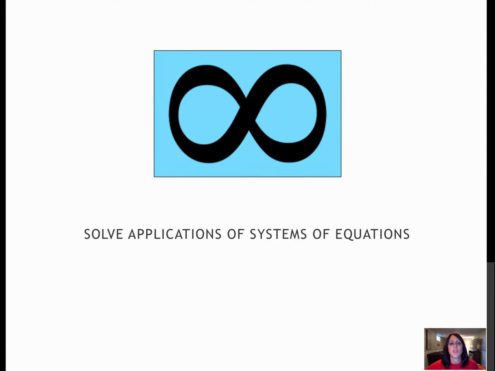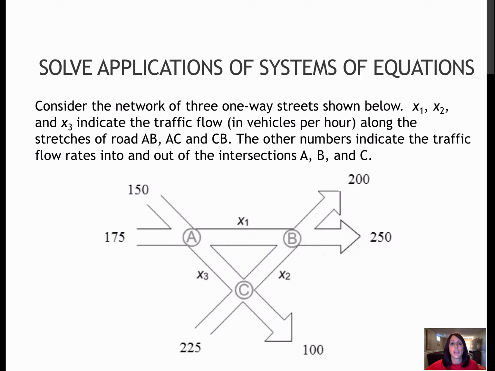I want to focus in on just one application of systems of equations with you regarding flow rate. So in this particular question, we have a network of 3 one-way streets, and we're looking at 3 different intersections of those one-way streets, so A, B, and C. The other numbers indicate the traffic flow in cars, or vehicles, per hour.